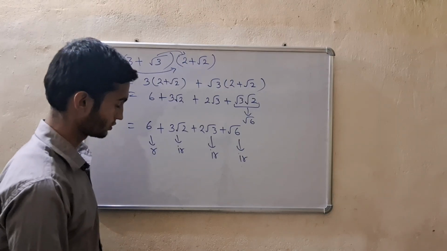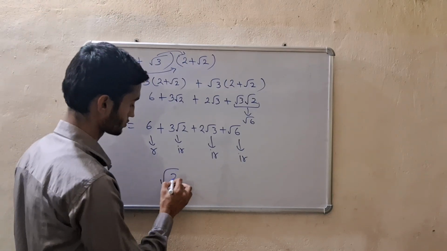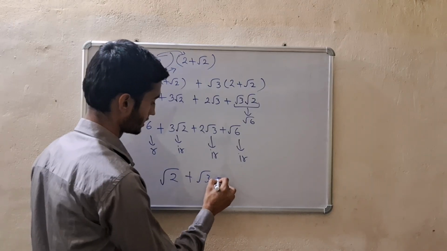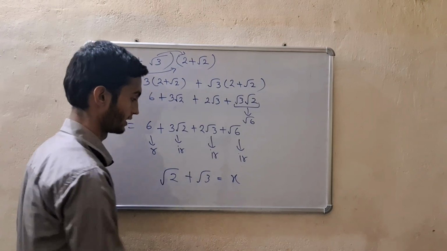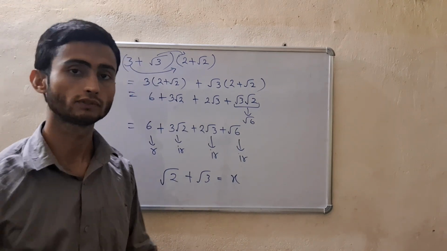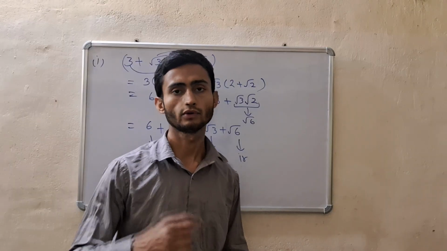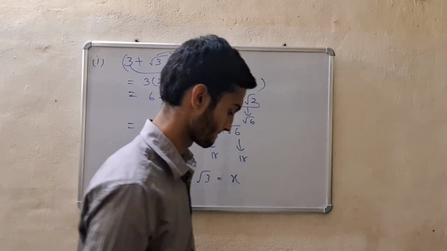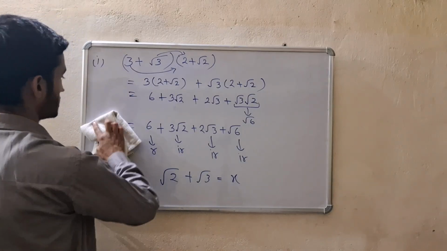I also think that it is not possible to write square root of 2 plus square root of 3 as a single rational number. Let's say this is x, where x is an irrational number, because these two have decimal expansions which are non-terminating and non-recurring. So it is not possible to come up with a single number. Okay, so now let's do another one.